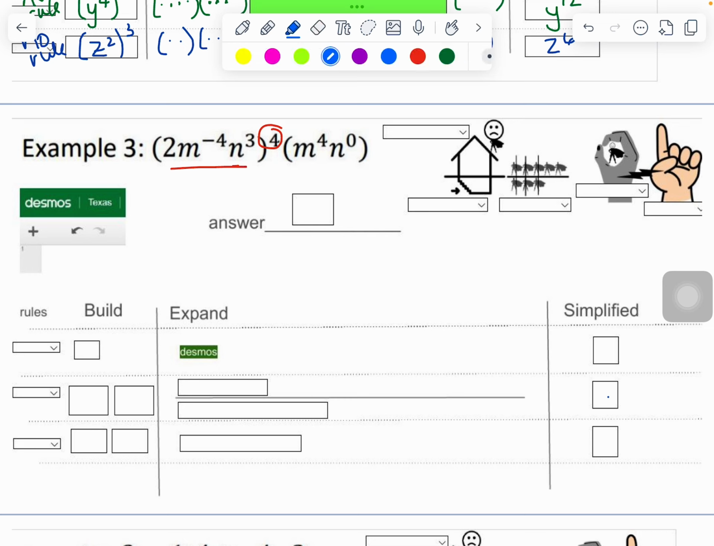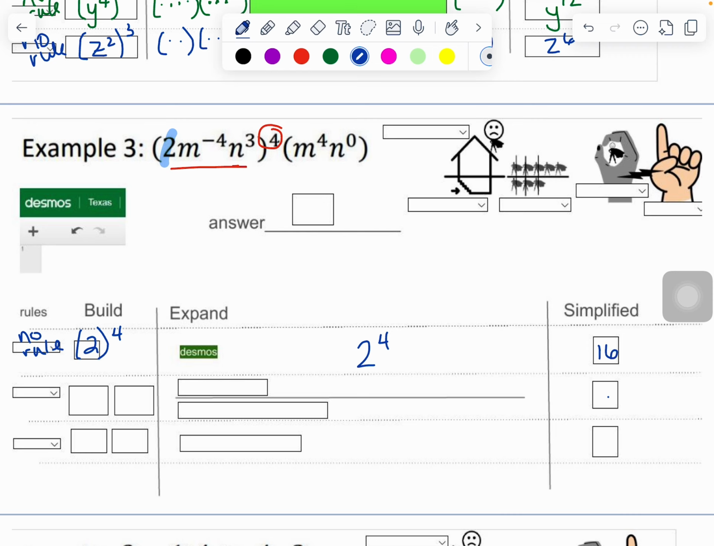So we are going to start with our coefficients. I always start with that. Because it's in that first parentheses, I'm going to take this 2 and raise it to that outside power of 4. There's no rule here because that's not negative and it's not 0. So you're just going to type that into Desmos, 2 to the power of 4. I believe it's 16.